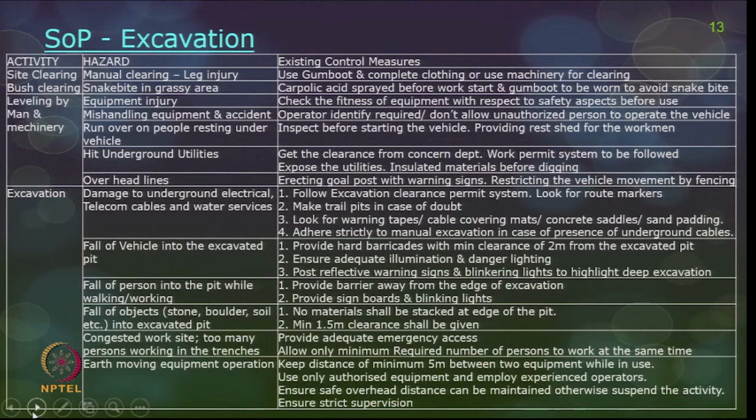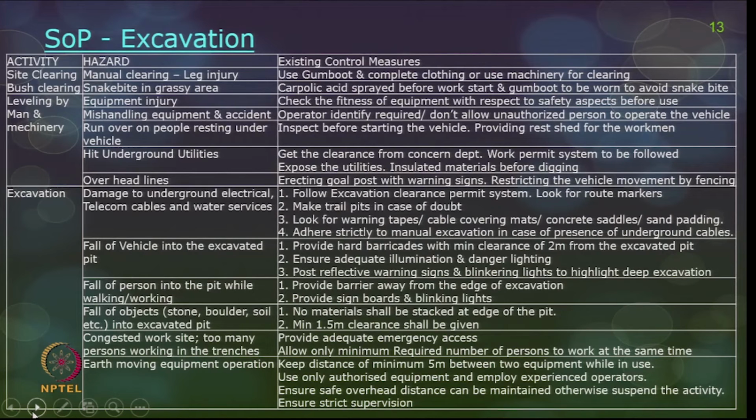Site clearing and bush clearing. In manual clearing, you may have leg injury; you can use gum boots and complete clothing, or you can choose machinery for clearing. Snake bite in the grassy area: maybe carbolic acid can be sprayed before the work starts, and gum boots can be worn so that snake bites can be avoided.